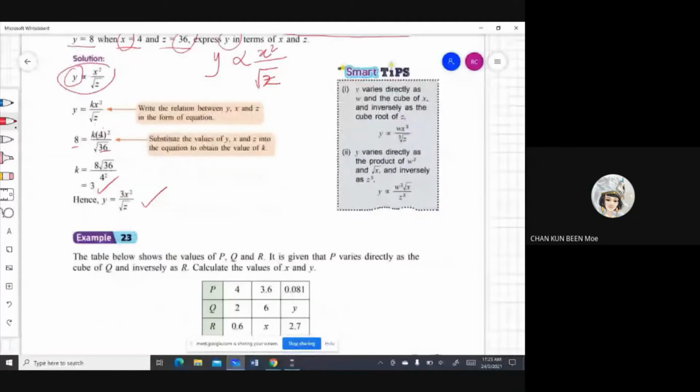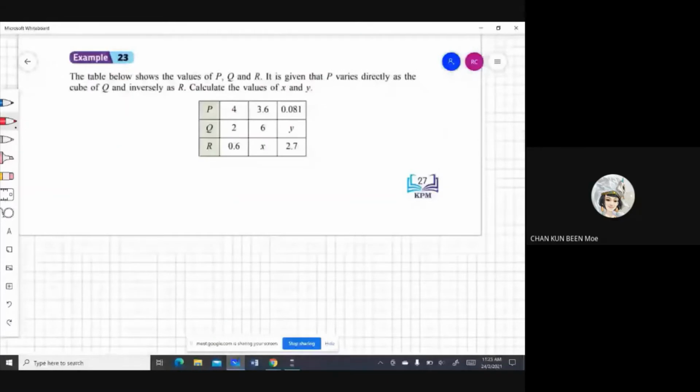Now we look at example 23 here. The table below shows the value of P, Q, and R. You're given P, Q, R. It is given that P varies directly as the cube of Q. So you need to show the relation first. P varies inversely as R. Oh, sorry, I said the wrong thing. Directly, Q cubed is on top, and inversely as R.